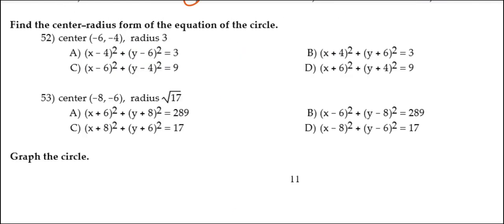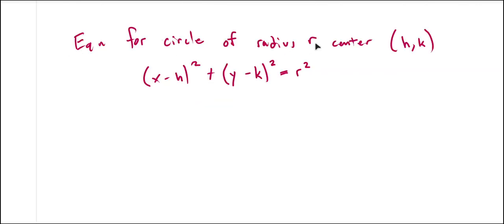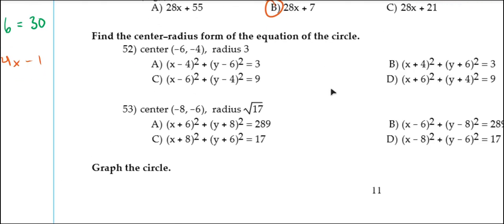For 52 and 53, all we really need to know is the standard form equation for a circle, and then this is just plug and play. The equation for a circle of radius r with center (h, k) in standard form is given as follows: (x minus h) squared plus (y minus k) squared is equal to r squared. So when we're given something like 52, we really just need to figure out what our h, our k, and our r are, and plug them into that equation respectively.